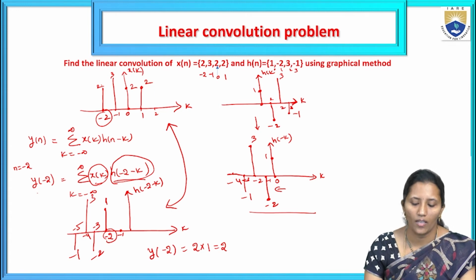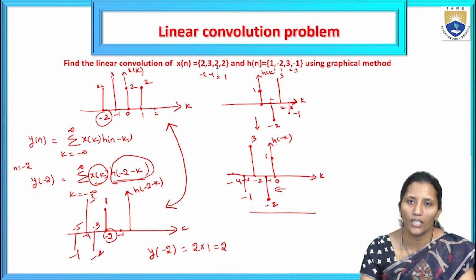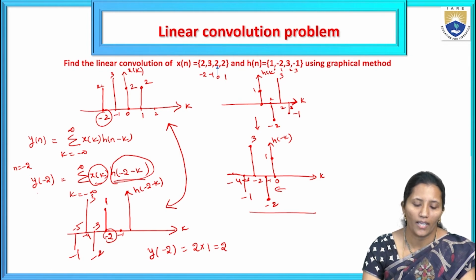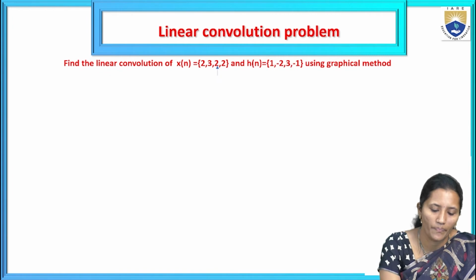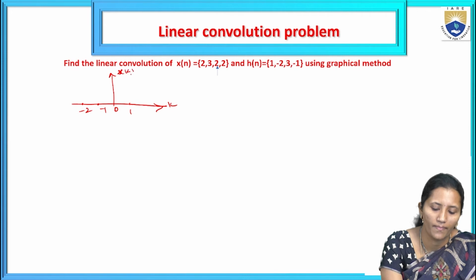In the same procedure we have to shift all the sequences. We have to draw all the graphical representations and multiply them with x of k. So for example, x of k is at minus 2, minus 1, 0, 1. This is k, x of k. So it is 2, 3, 2 and 2.